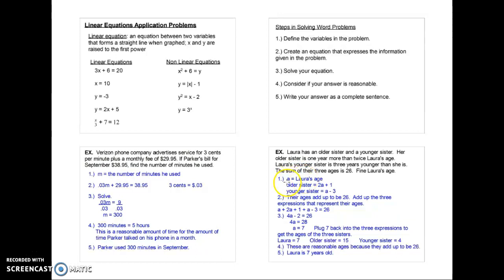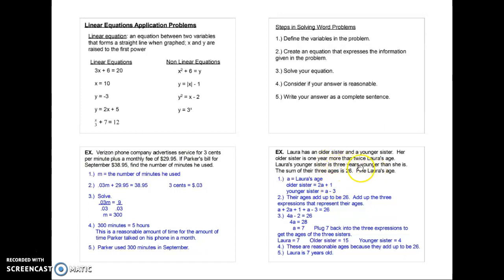Now, underneath of that variable, I also wanted to talk about each sister. Okay? So the older sister is 1 year more than twice Laura's age. So more than tells me that we're adding. And remember, more than is that switch word. So that means that I'm switching the order of how I write it compared to how it's shown here. So 1 year more than twice Laura's age. Well, if Laura's age was A, then twice that age should be 2A. Plus, because it's more than, 1 year is 1. So her older sister, that expression would be 2A plus 1.